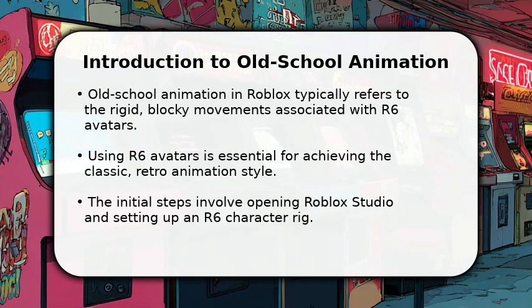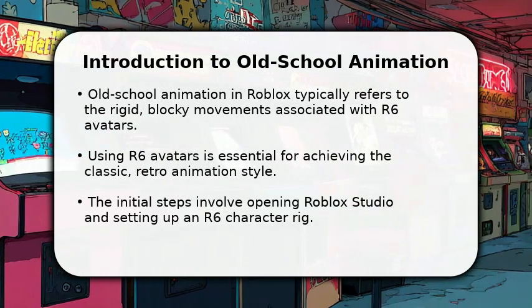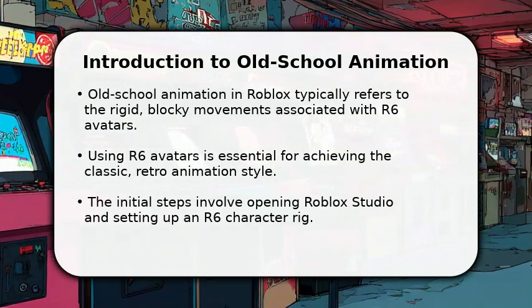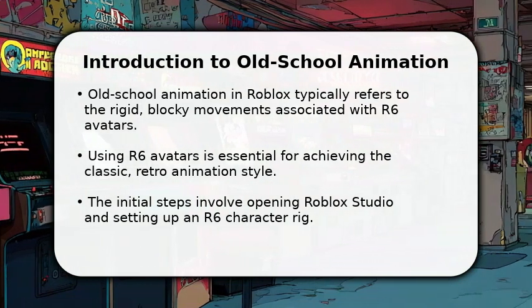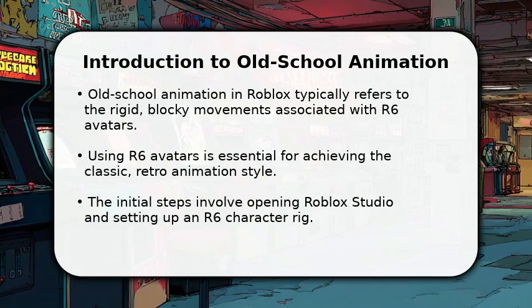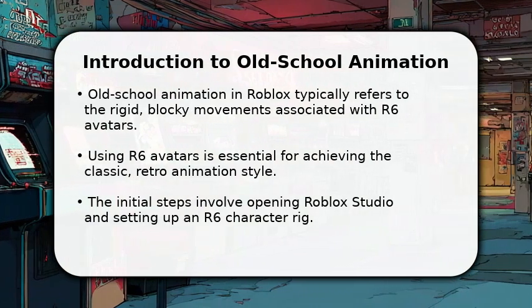In this video, I will explain how to use old-school animation in Roblox. First, open Roblox Studio and create a new base plate. Navigate to the Model tab and click on Rig Builder. Select R6 as your character type.